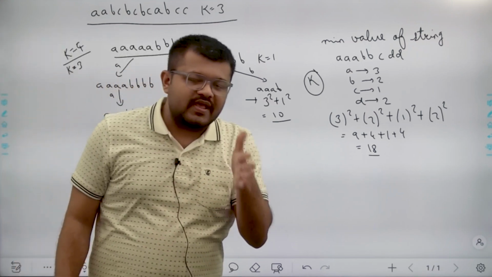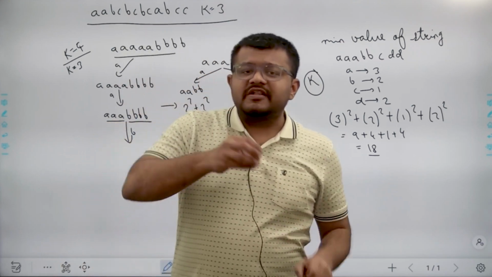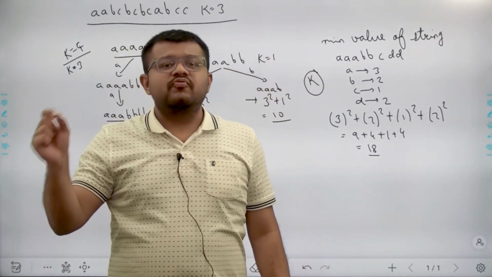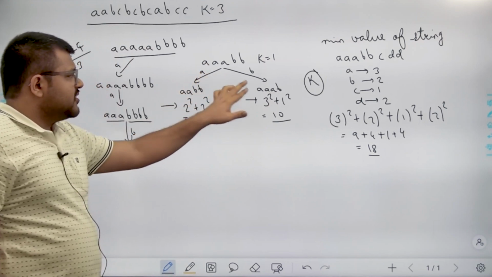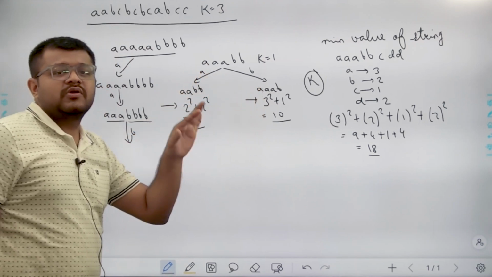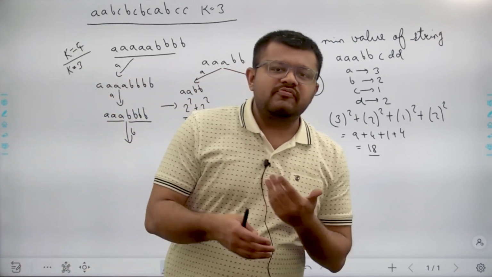So we will remove k characters. How? Every time we'll see which character has the highest count and remove one character from it. Because here, since we are doing the square, it is advisable to remove the character which has the highest count at a given point of time. How will we implement it?